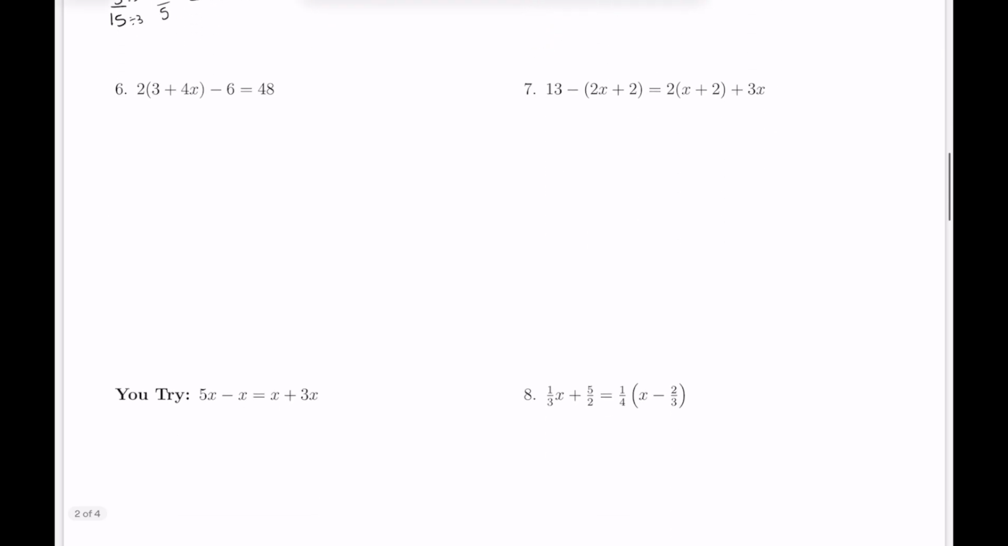This is a good chance to, once again, pause the video and work ahead on this next equation. I can see I've got a 2 times the quantity 3 plus 4x. So my first step will be to distribute. I'll multiply this 2 times both of those. That will give me 6 plus 8x minus 6 equals 48.